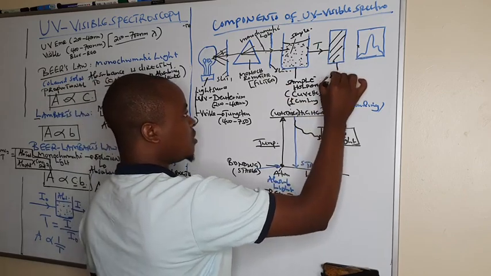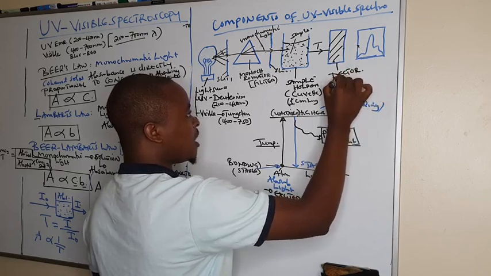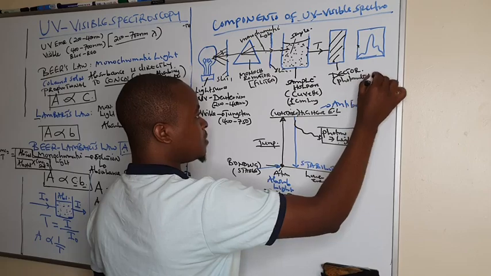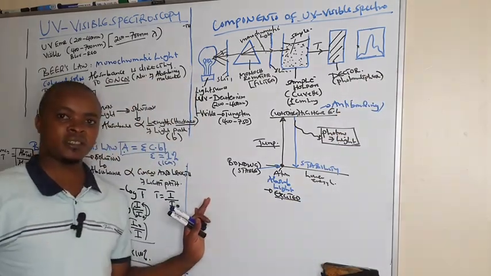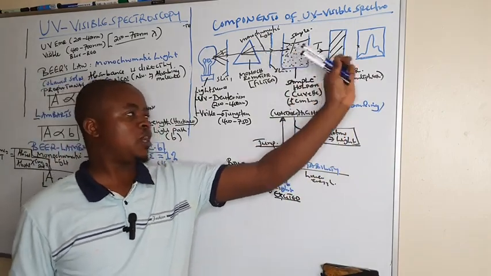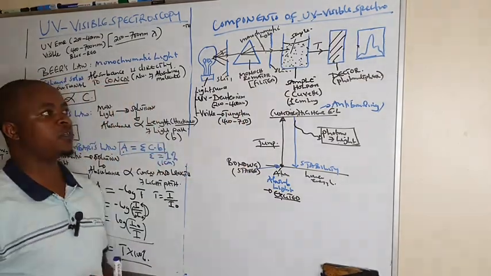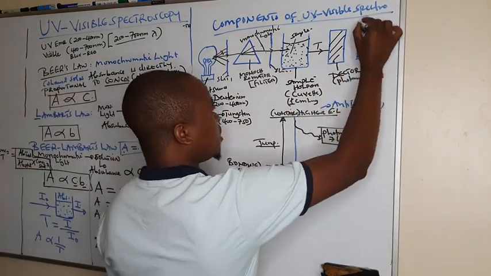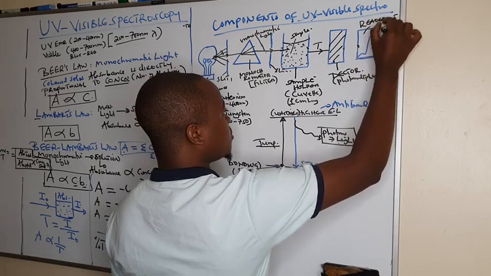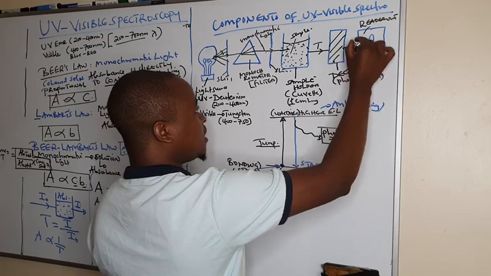This is the photodetector, and the common type of photodetector used is the photomultiplier tube. The photomultiplier tube has the ability to amplify. It contains an amplifier so that if it gets a low intensity transmitted light, it is able to amplify it and you get the results on the readout. So this is the reader or the galvanometer. This is the readout, and it is the one that displays the intensity.